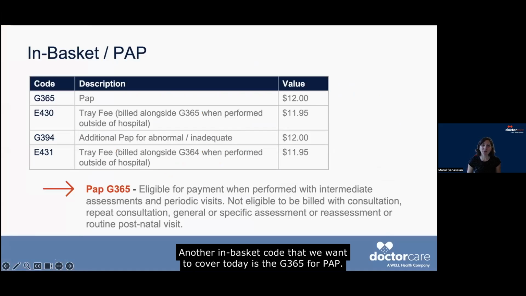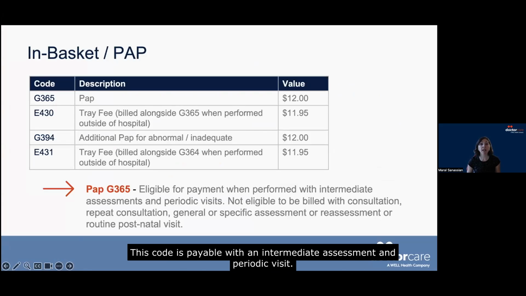Another in-basket code that we want to cover today is the G365 for PAP. Pap smear is a routine procedure limited to 1 patient per 33-month period. From our experience, we noticed that many physicians are not aware that the G365 code is not eligible for payment when performed in conjunction with a consultation, repeat consultation, general or specific assessment, reassessment, or routine postnatal visit. This code is payable with an intermediate assessment and periodic visit.